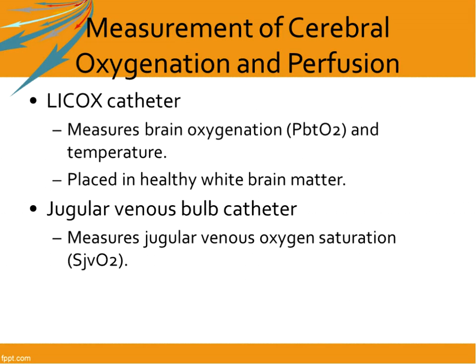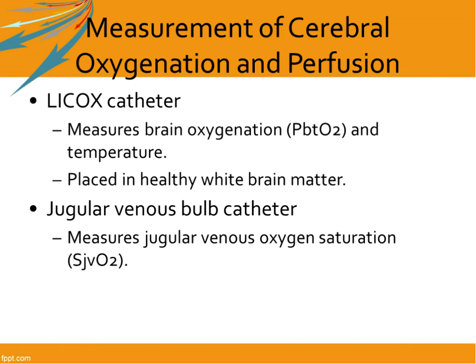Measurement of the cerebral oxygenation and perfusion. Remember, I talked about that Lycox catheter. It's a system that provides continuous monitoring of the pressure of oxygen in the brain, and that's abbreviated as PbtO2. Our normal range is 20 to 40 millimeters. If we get lower than that, it's a sign of ischemia.